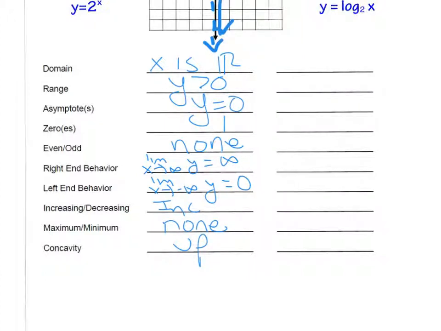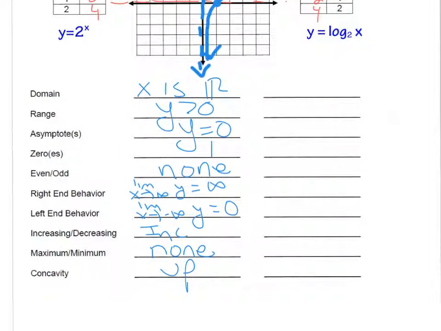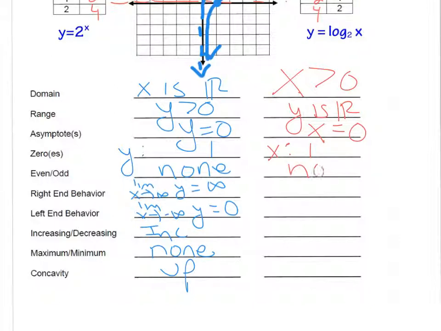So now for the logarithm, the domain is x is greater than 0, and the range is all reals. And our asymptote is the vertical line x equals 0. And we actually have an x-intercept now of 1. It is neither odd or even.